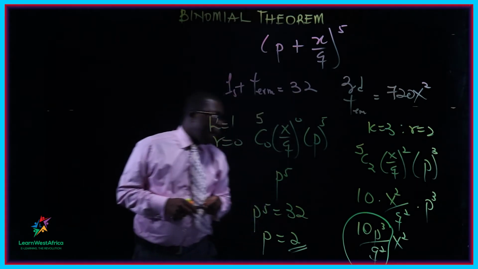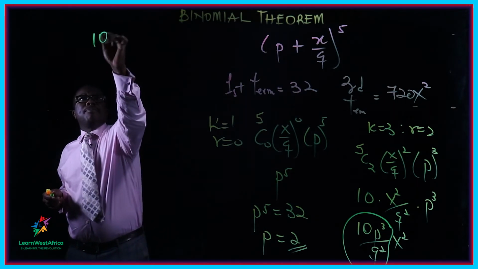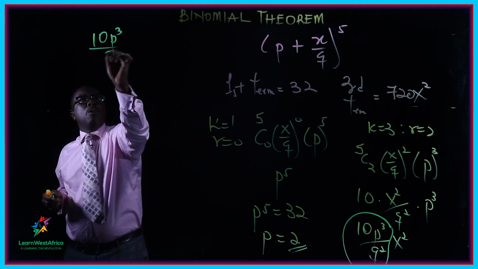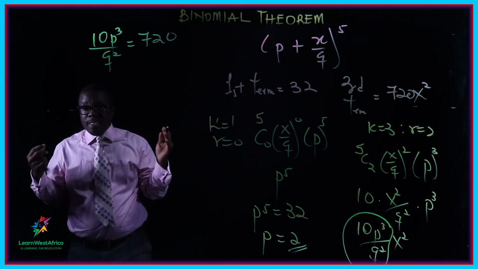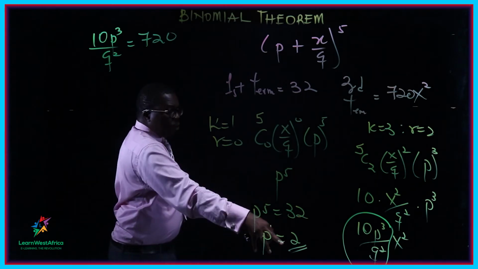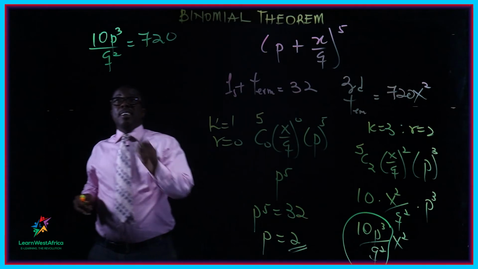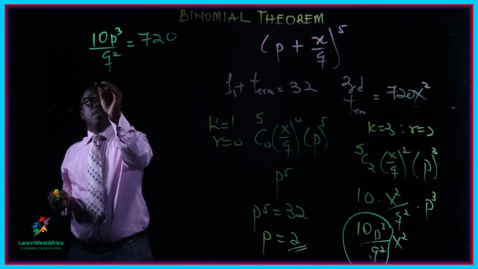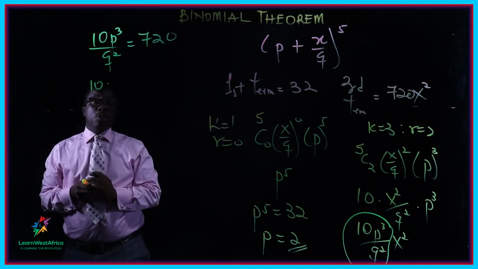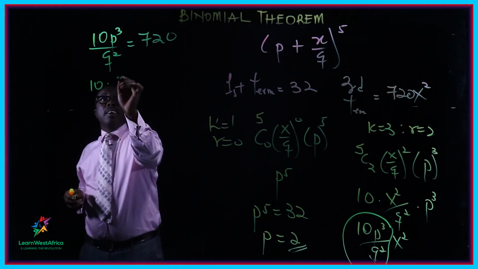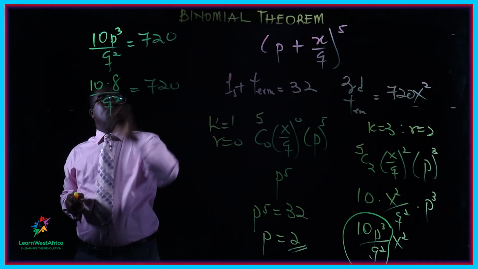Okay, so what do we get from there? We are going to get 10p cubed over q squared is equal to 720. Since we know our p is equal to 2, we can just slot it there. That's going to give us 10 times p cubed, which is 2 cubed. What is 2 cubed? 8. All over q squared is equal to 720.